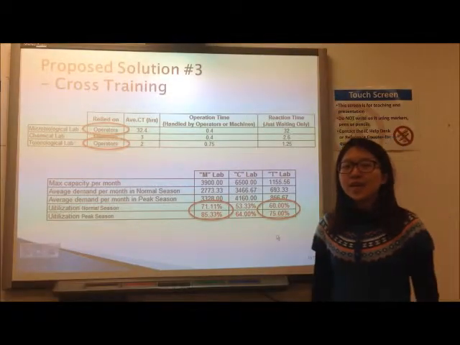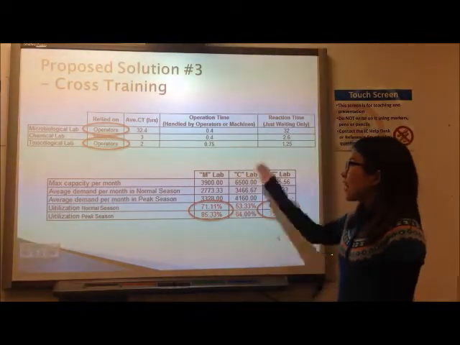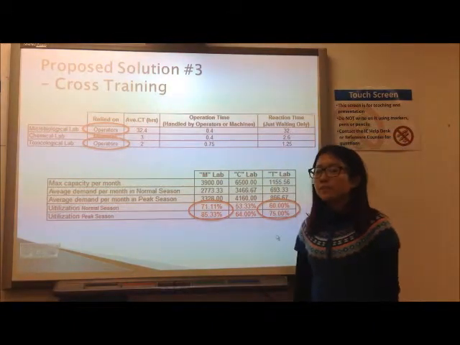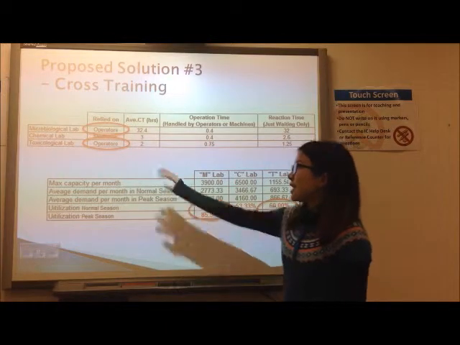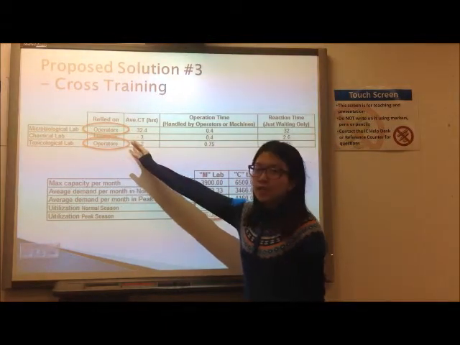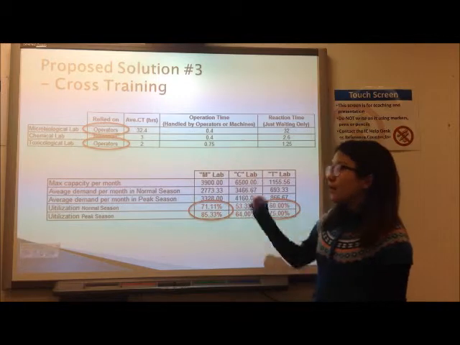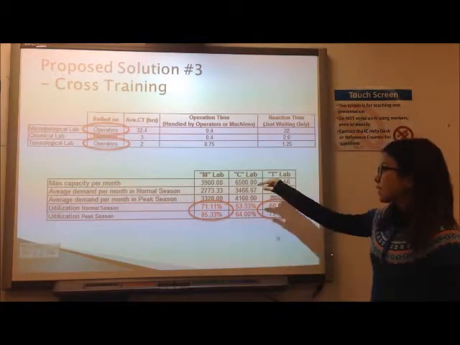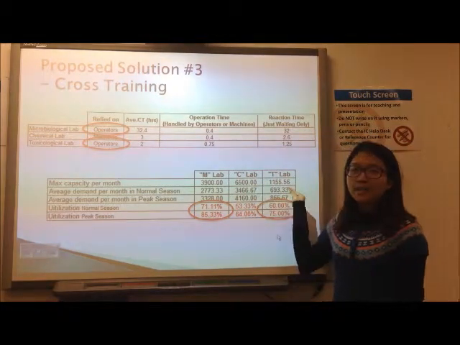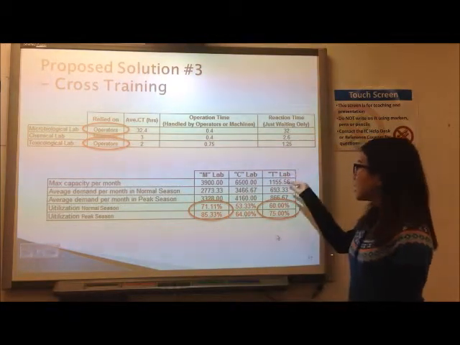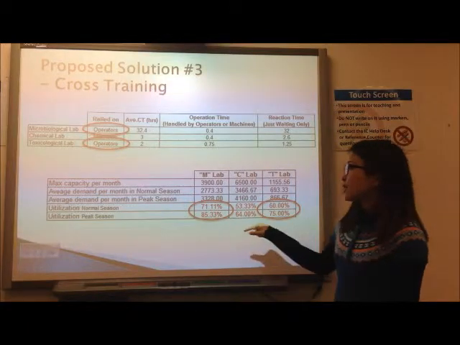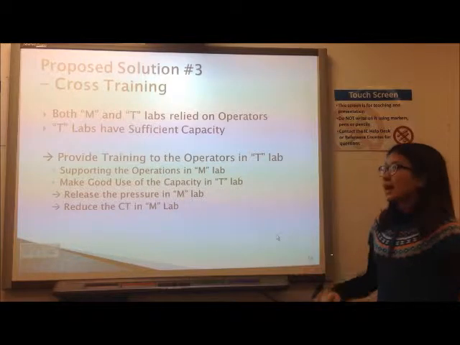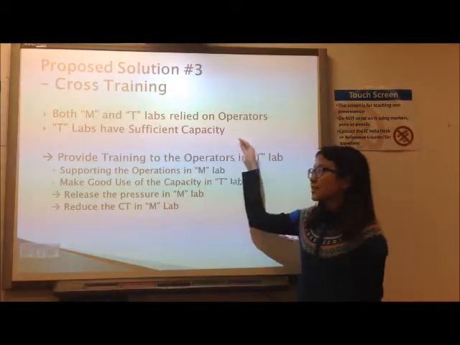Thank you, Elise. I'm Sharon. So here is our third solution, cross training. As we mentioned, the key factor of both M lab and T lab is operators. And by calculation, we found that the utilization of these 2 labs is different. The utilization of T lab is less than the utilization of the M lab. This means that T lab has sufficient capacity.